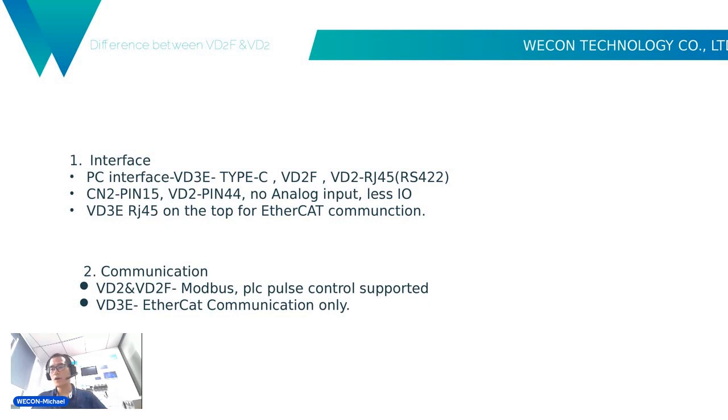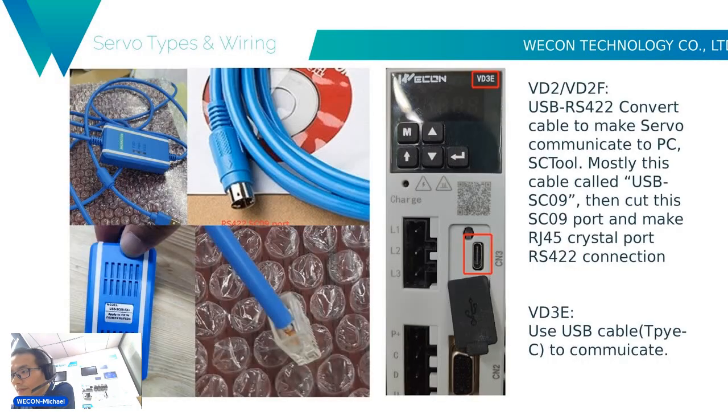So this is the main difference between VD2F and VD3E. You can see here, this Type C is for the PC software. You can connect here for PC software. For VD2 and VD2F, you need to use this cable. One side is USB, and the other side is RJ422 to connect to the PC software.